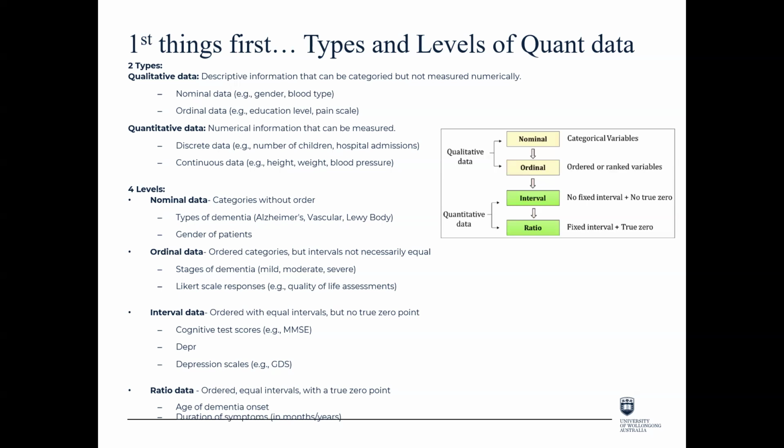And then quantitative data is typical of what we know, that numerical data that can be measured. It can be discrete, so number of children, so I've got 2 children, number of hospital admissions, you could have 10 hospital admissions or 2, you can't really have 2.4 hospital admissions, or continuous data, which is things like height, weight, blood pressure, where it's measured on a continuous scale.